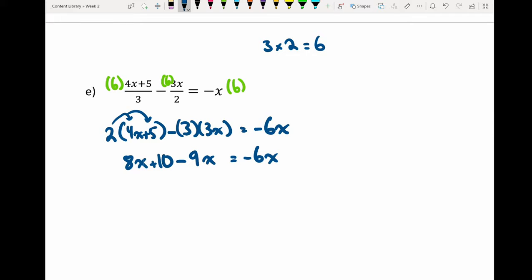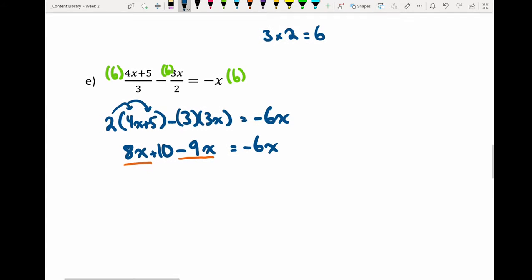Now I have multiple like terms that I need to combine, at least on the one side. I'll worry about combining them on the other side later. So 8x plus negative 9x is going to be negative 1x. The plus 10 remains. There's nothing I can combine it with. Equals negative 6x on the other side.